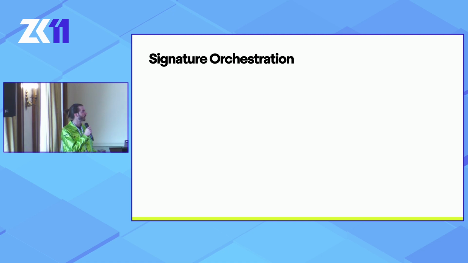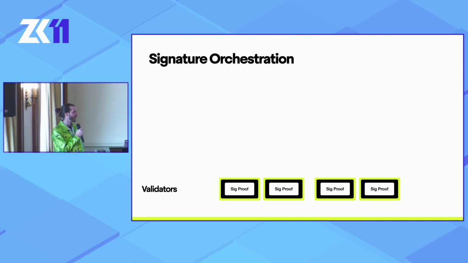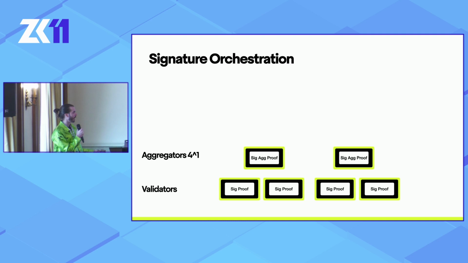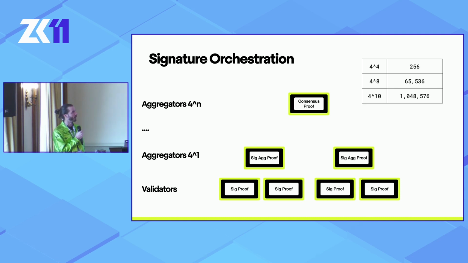Okay, so the first thing we need to do is think about signature orchestration. How would the actual proof construction or system work? As I said, we've got the validators creating their signature proofs, and then we're going to have a layer on top which is going to aggregate those signature proofs. And then you could have n number of layers on top. In this example, I'm showing we would do 4 into 1. So we'd aggregate 4 signature proofs into one aggregation proof. But we could do that on multiple levels. If you look at how quickly we could have a lot of proofs aggregated, if you have 4 levels, that's 256 signatures aggregated. If you have 8 levels, it's like 65K. And for 10 levels, it would be 1 million. So we can really quickly reach 1 million signatures, which is Ethereum-level signature aggregation, with just 10 levels of aggregation.